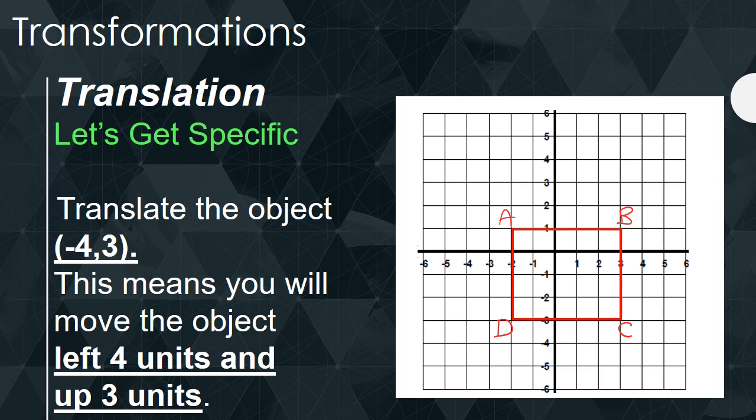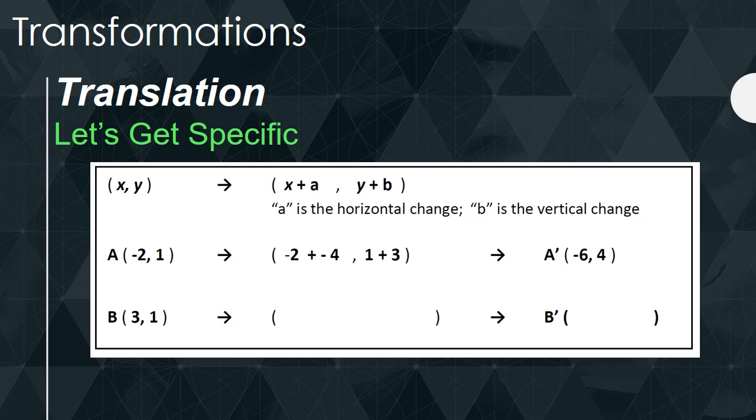So we have a rectangle A, B, C, and D. If I'm going to translate the object -4 and then 3, what that means is I'm going to translate the object to the left 4 units. So I need to move this rectangle to the left 4 units, and then I need to move it up 3 units.